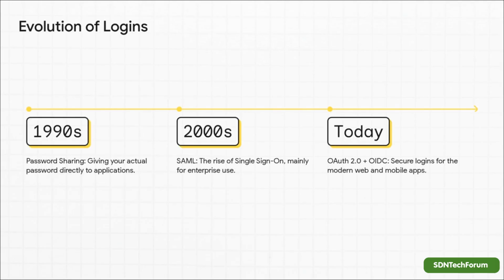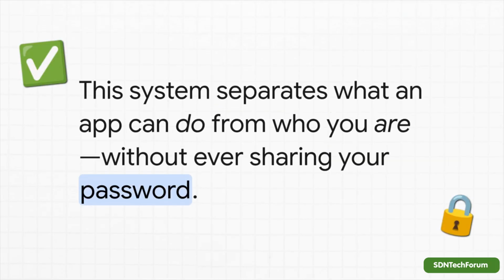It's pretty cool to see the evolution, right? We started in the Wild West of just sharing passwords. Then came some heavier, more corporate-focused standards, but we eventually landed on this flexible, developer-friendly combo of OAuth and OIDC that really works for the modern mobile internet. This system we have now is just so clever. It cleanly separates what an app is allowed to do from who you are. And it does all of that complex dancing without your actual password ever leaving Google. It's a huge step up.